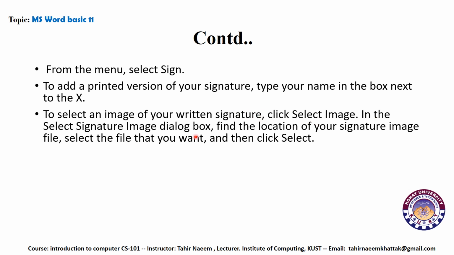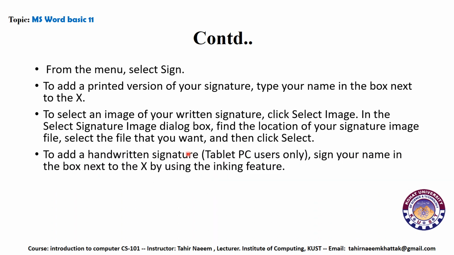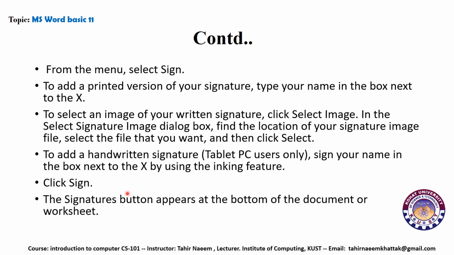To select an image of your written signature, click select image. In the select signature image dialog box, find the location of your signature image file, select the file that you want, and then click select. To add a handwritten signature, tablet PC users only, because this feature is used in tablet PCs, sign your name in the box next to X by using the inking feature. So here we will click on sign now. The signature button appears at the bottom of the document or worksheet.